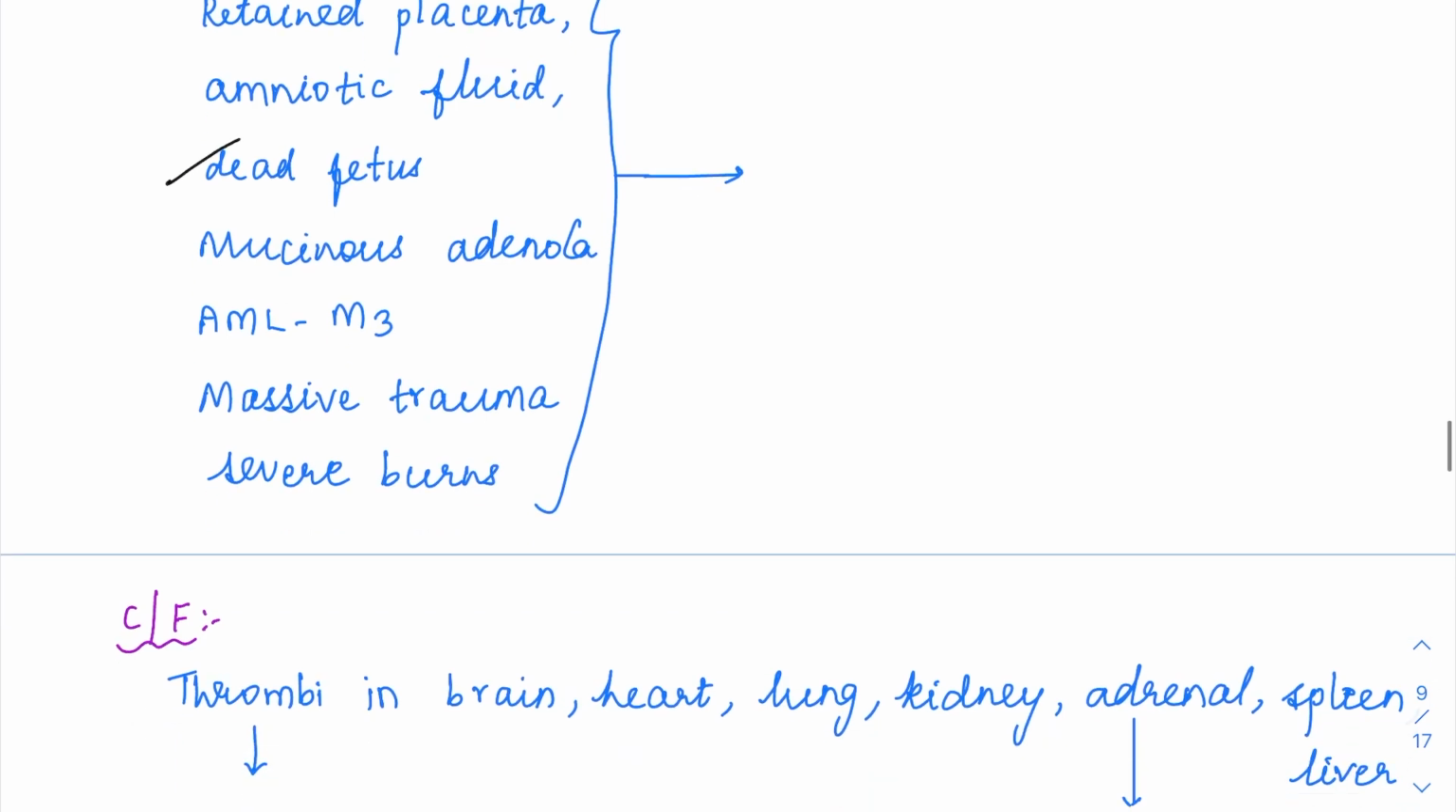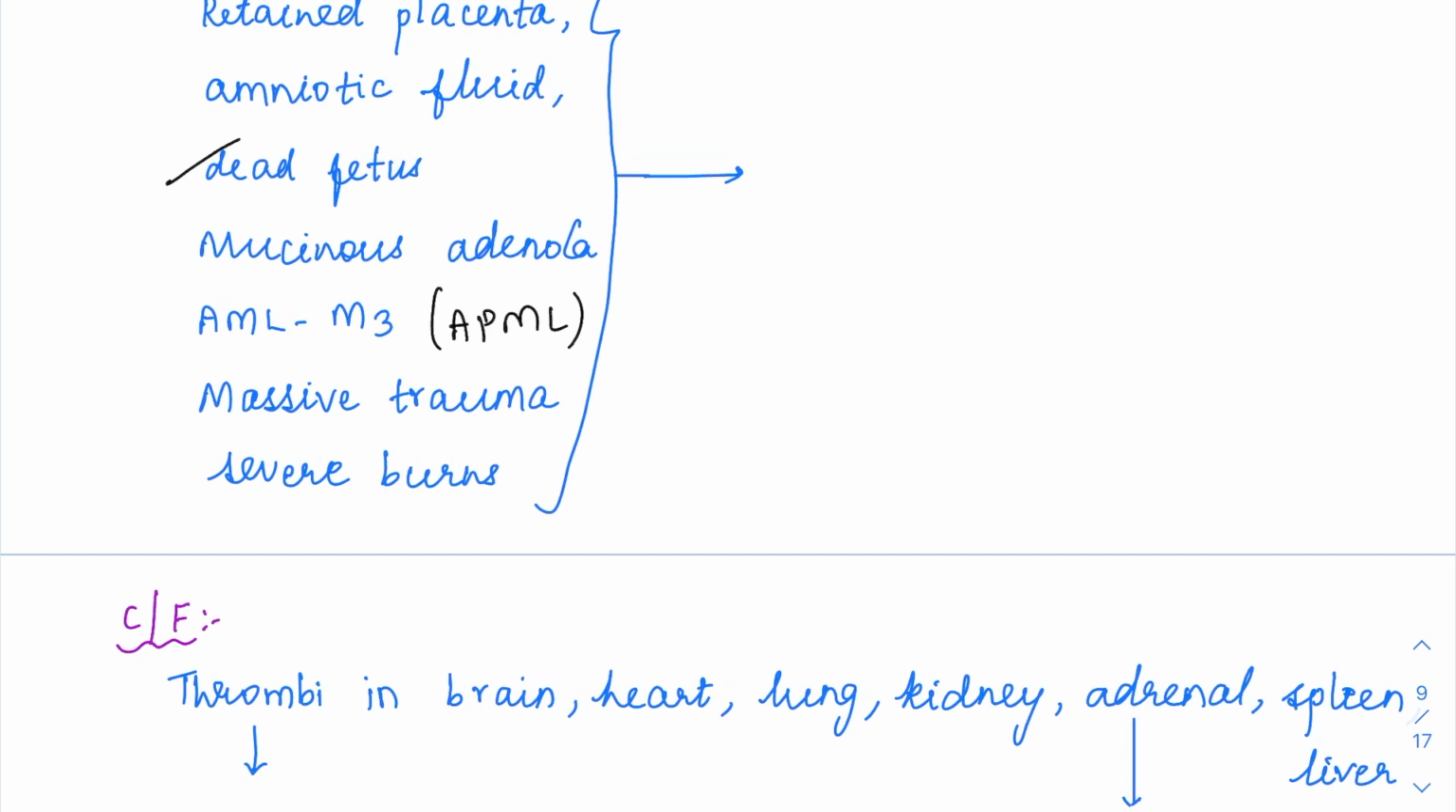Then mucinous adenocarcinoma. I have already mentioned this in the paraneoplastic syndromes of neoplasia, right? Mucinous adenocarcinoma of the pancreas, lungs, colon, all of this mucin is going to act as a procoagulant. Then APML, which is AML M3. In acute promyelocytic leukemia, the most life-threatening thing about APML is DIC. The granule contents actually have procoagulant substances.